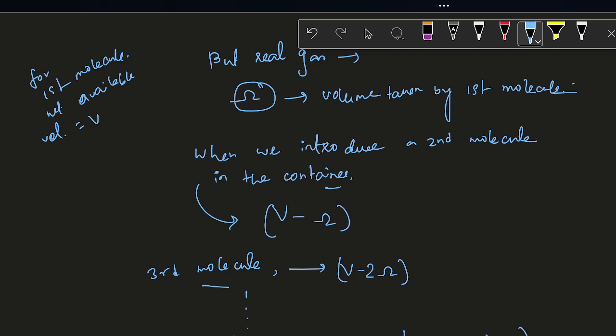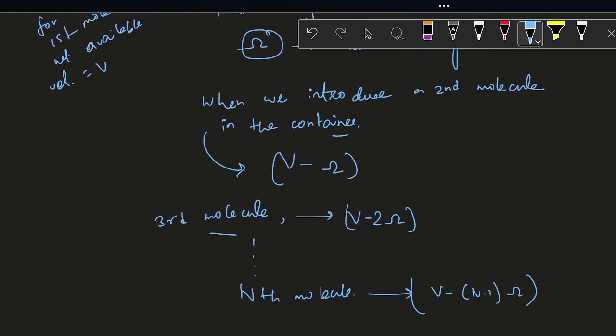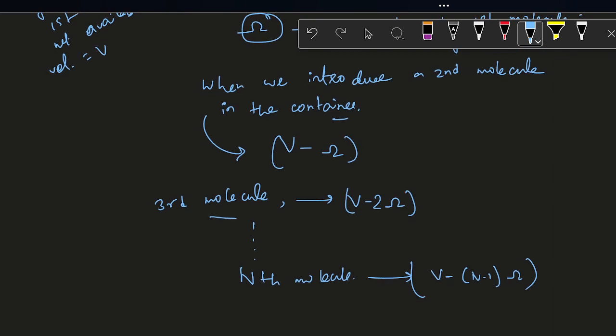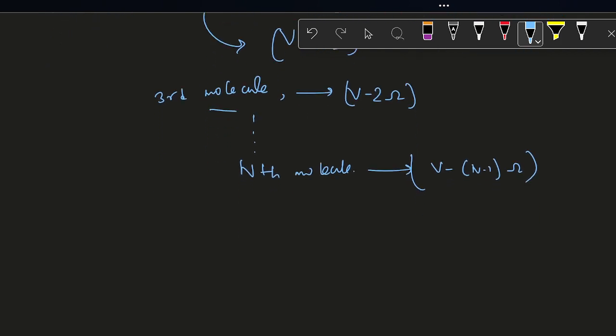And there is a calculation that you can go through. I think that is given in the lecture, or you can go through any book, where they derive how, when you introduce one molecule at a time, the available volume to the molecules keeps on decreasing. Finally, the net available effective volume will not be V, but will replace the V in the equation of state by V minus NB.